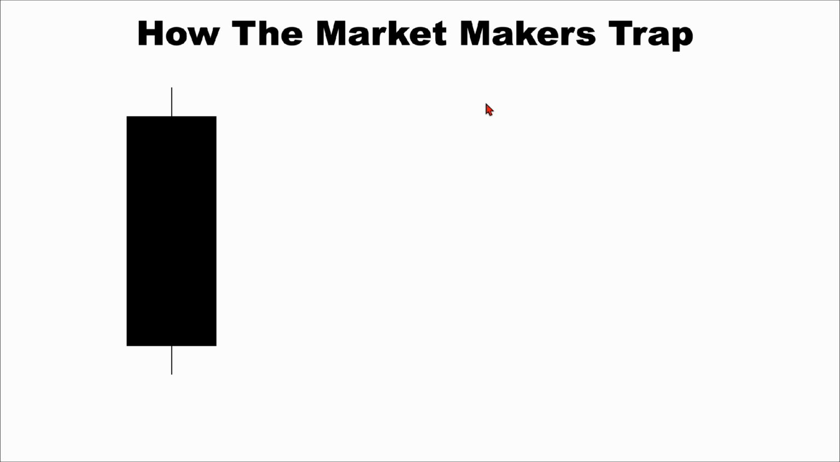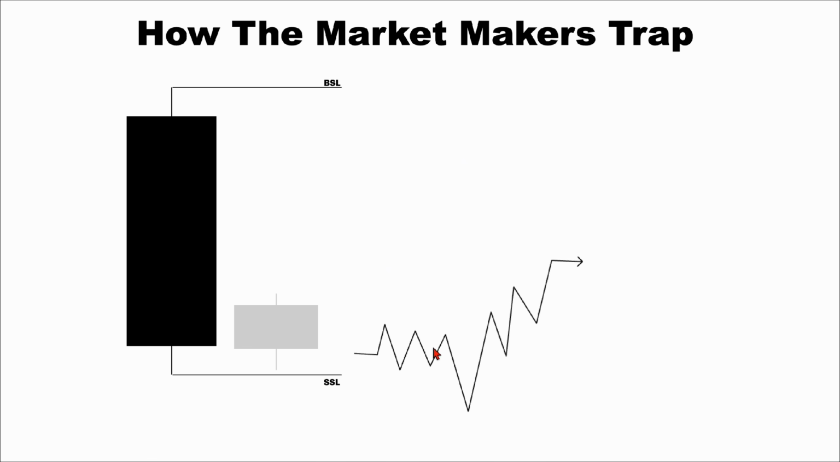So, how the market makers trap. Old sellers have their stop loss here, and old buyers have their stop loss there. So, what do the market makers do? Let's assume there is an inside bar here, and the price is chopping, chopping, chopping.